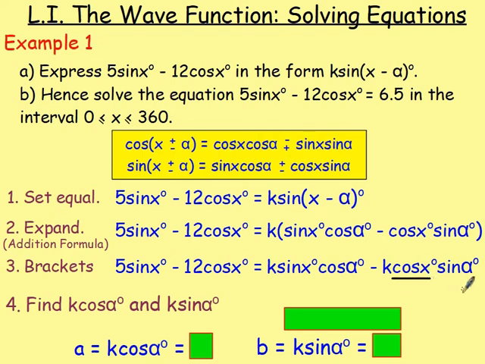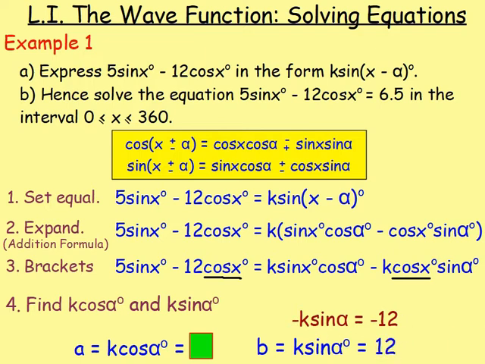Take the coefficient of cos x. We've got a negative k sine alpha. Take the coefficient of cos x here. We've got a negative 12, which means then that negative k sine alpha is going to be equal to negative 12. And if that was the case, multiply both sides by negative 1, and k sine alpha would be equal to 12. After that, you want the coefficient of sine x. So the coefficient of sine x here is k cos alpha. Coefficient of sine x here is 5. So you know k cos alpha must be equal to 5.